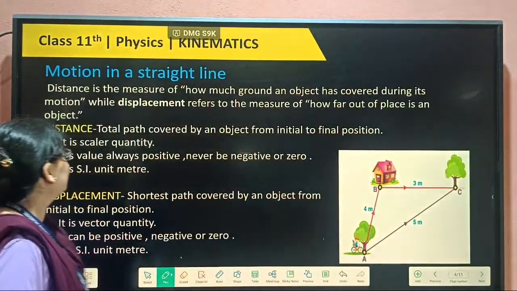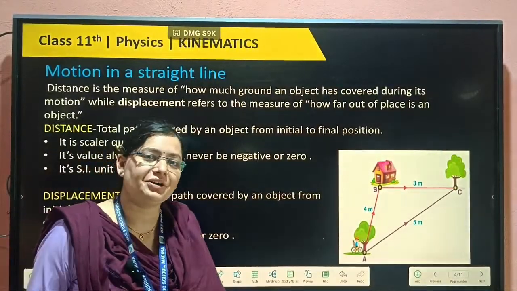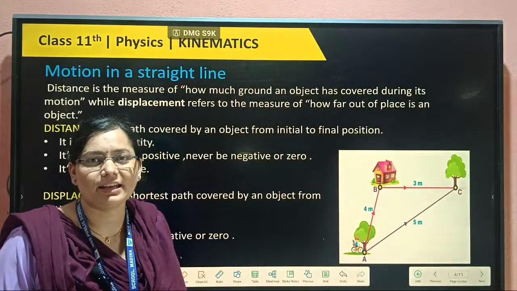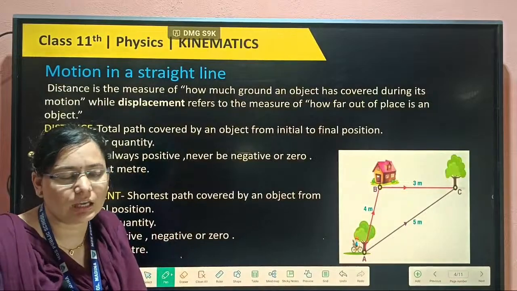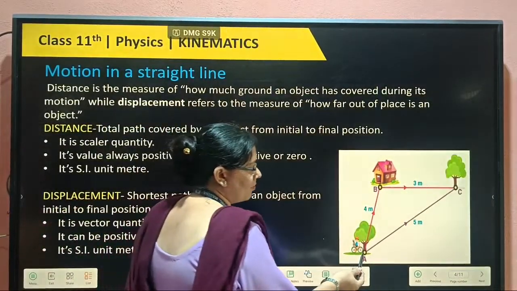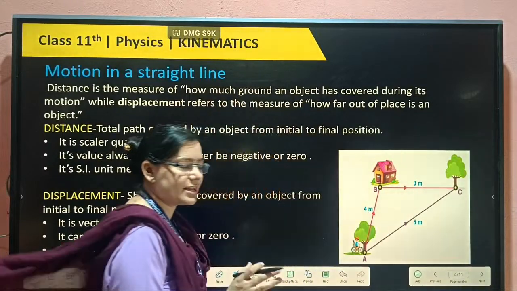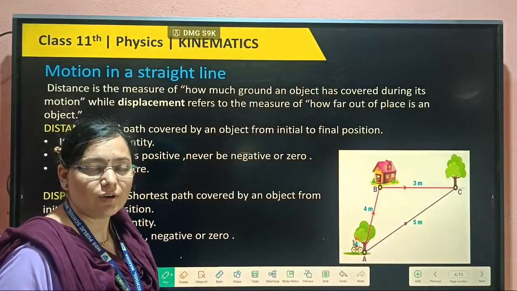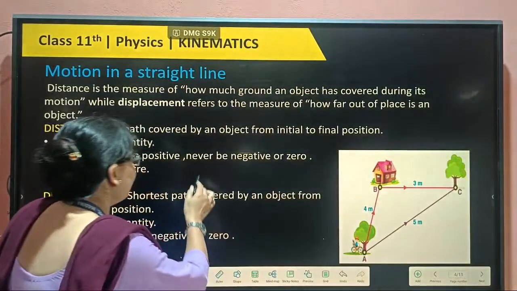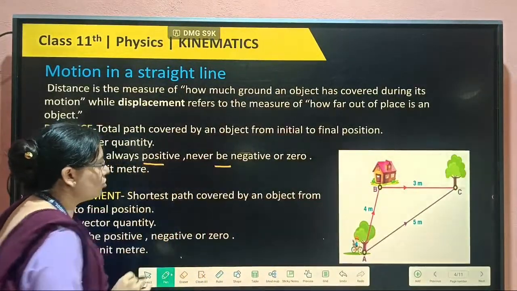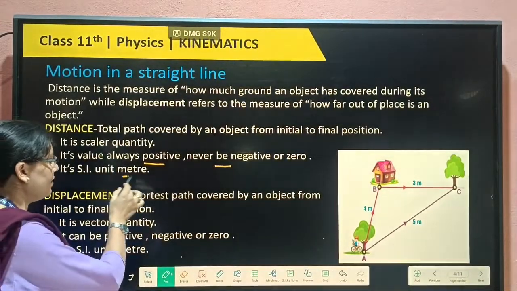Now yesterday I told you about distance and displacement. Distance, as I already told you, is the total path covered by any body from one point to another. In this picture, we start from A, go to B, then to C. The total path covered by the body from initial to final, we call it distance. It can never be negative or zero, it should always be positive. Its unit will be meter.